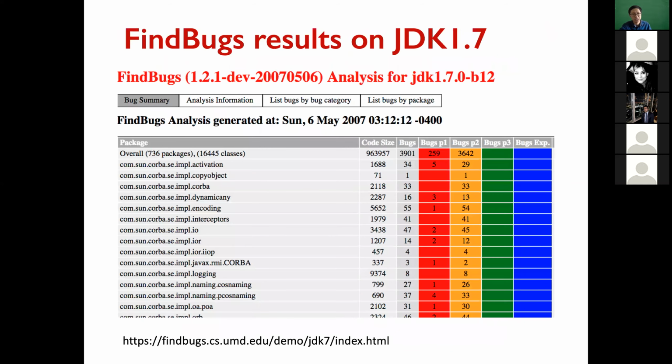This is an example of using FindBugs to find the bugs of JDK 1.7. FindBugs is a static analysis tool for Java. Here we apply FindBugs on the JDK 1.7 software product, and we can see a list of bugs. For example, for each package, we have the number of bugs found, and we have different patterns of bugs. There are several categories of bugs as defined by FindBugs.